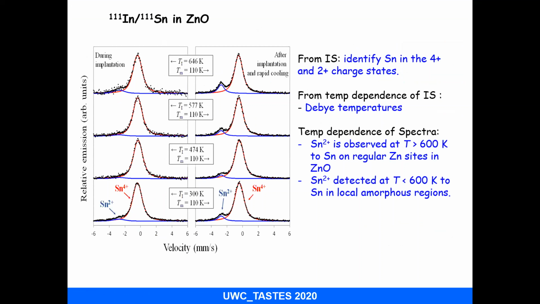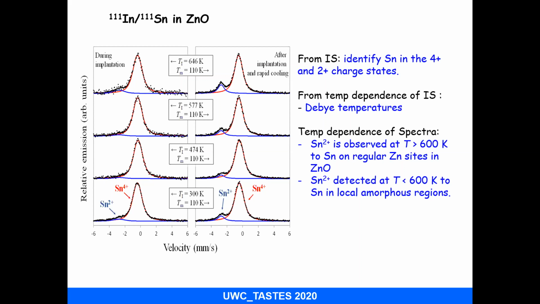The experiment I wanted to show as my last one was the indium tin implanted zinc oxide. These are the measurements on the left shown at the high temperatures going from 300 to 640K. And then on the right-hand side, immediately after these measurements were done, the sample was put into liquid nitrogen, and these are the measurements.